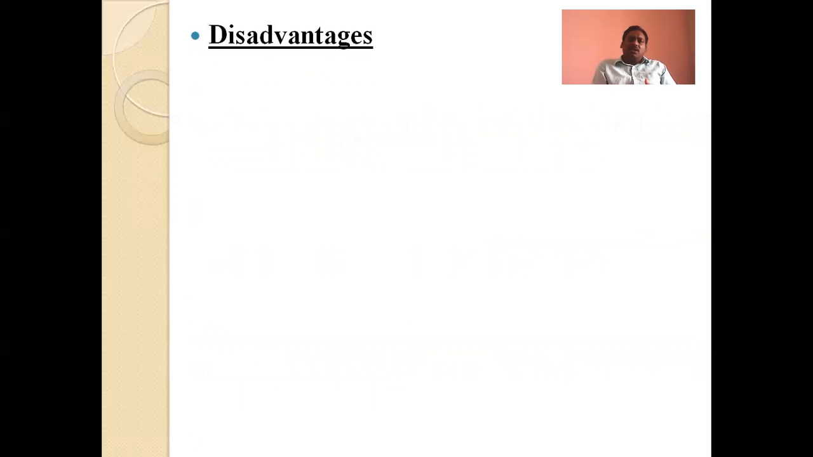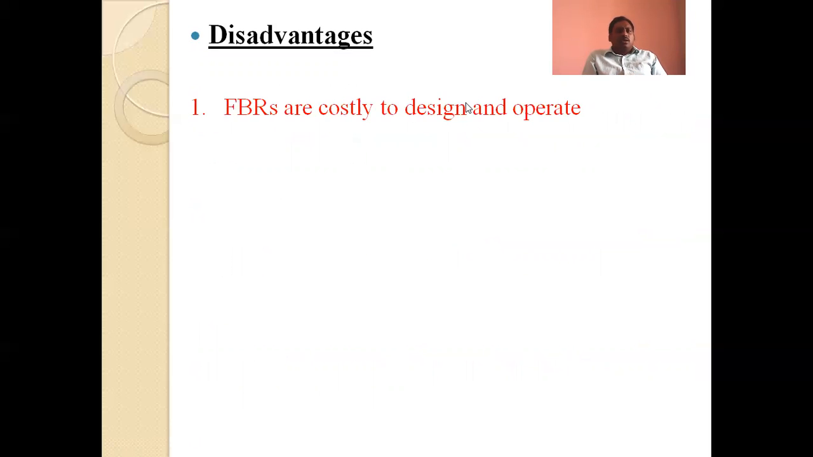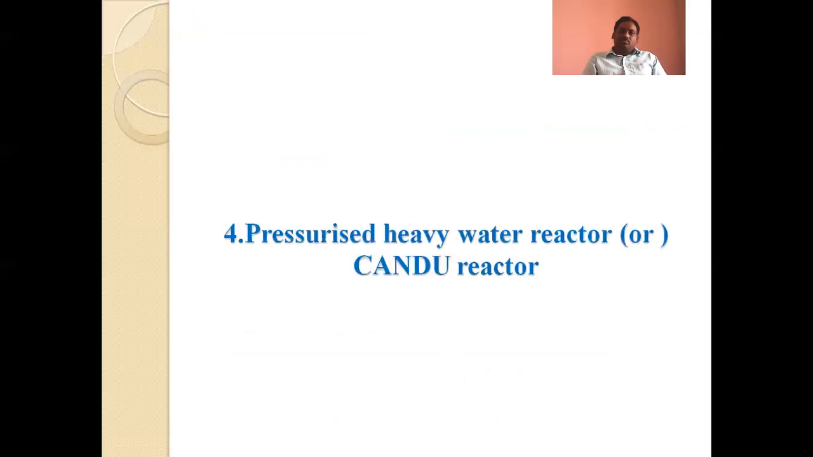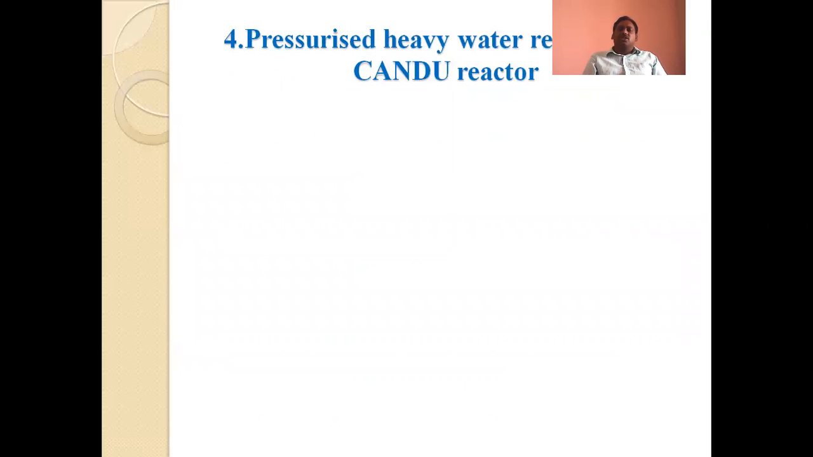And some disadvantages are also there for breeder reactors. What are those? It is very costly to design and operate. Why? Because two breeders are with us, two fuels are withstood by the core here, and it doesn't have a moderator. That's why there are no slow moving neutrons. Finally, we don't control the chain reaction. That's why there is a possibility of explosion in the breeder reactor. So these are the disadvantages.